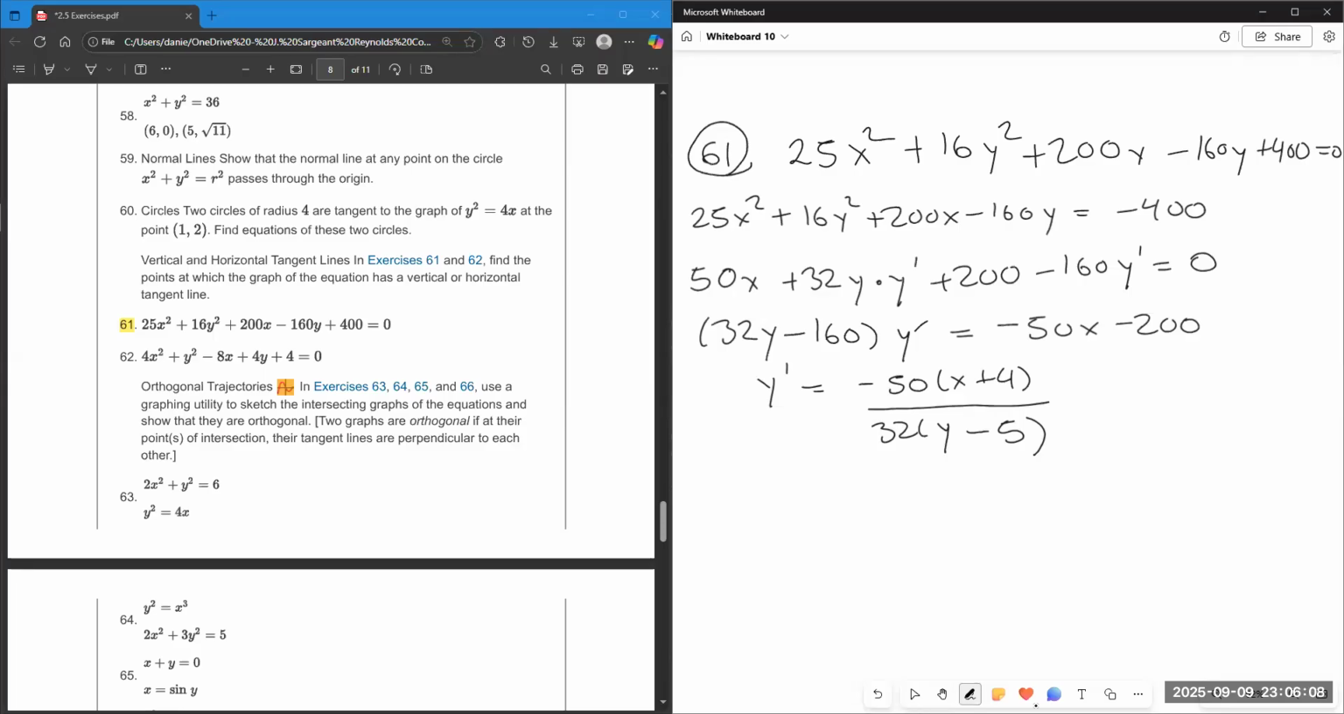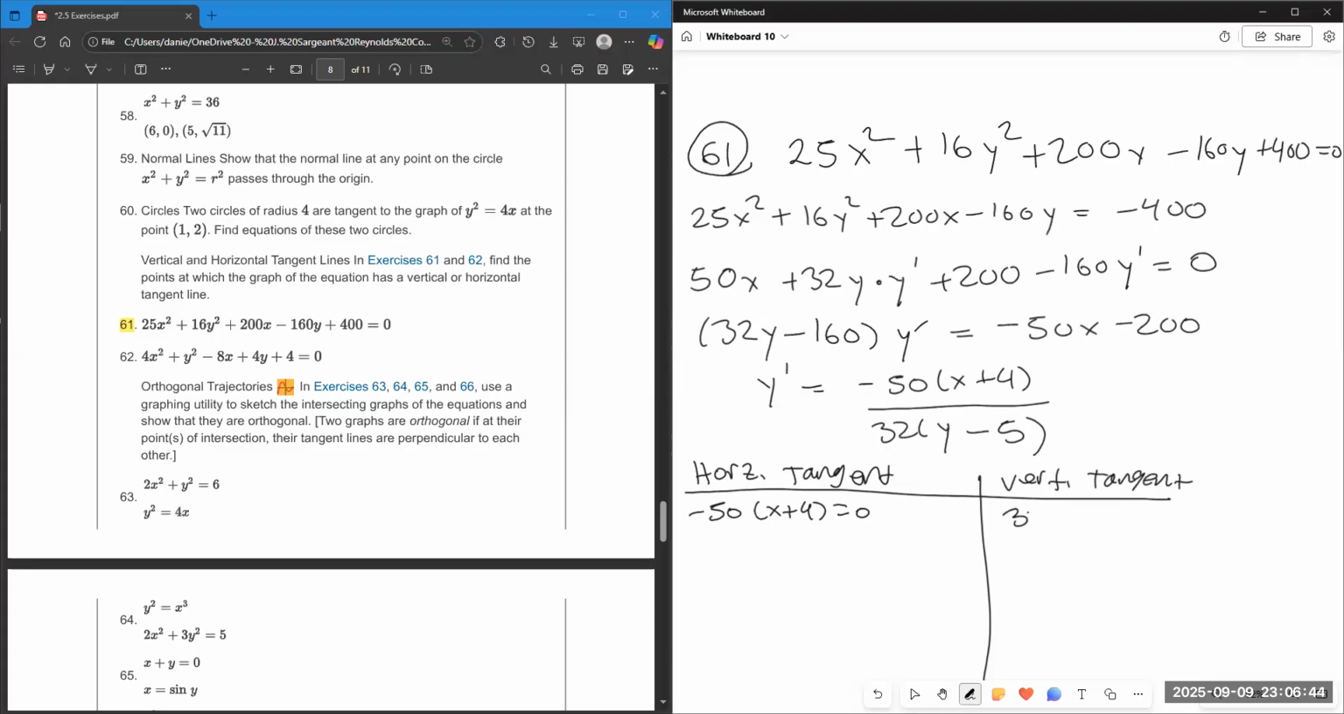So my horizontal tangent lines will come from when the numerator is 0. So horizontal tangent is going to come from when negative 50 times x plus 4 equals 0. My vertical tangent is going to come from when the denominator is 0 because the slope of a vertical line is undefined. So that'll be when 32 times y minus 5 equals 0.